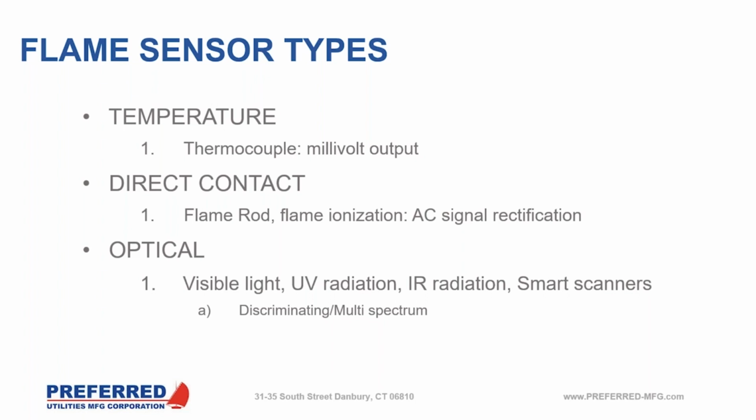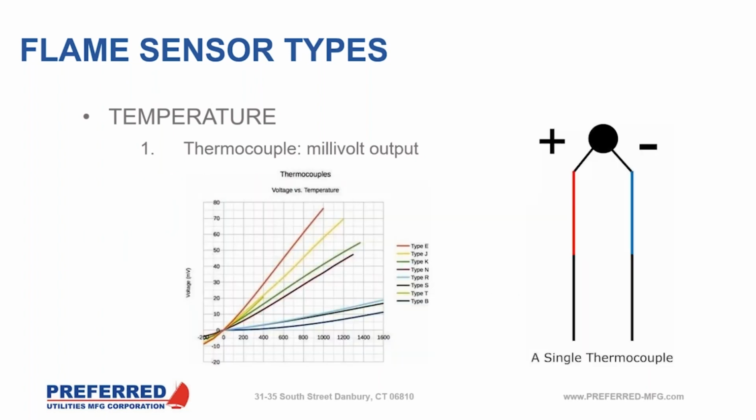Usually with the smart scanners, that's where we need flame discrimination, in other words, multiple burners and maybe multiple types of fuels, where we will have a real spectrum of light depending on the different types of fuels. So let's talk about the thermocouple, or the flame sensor.